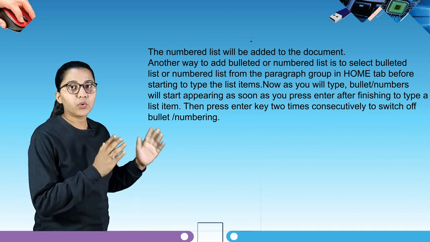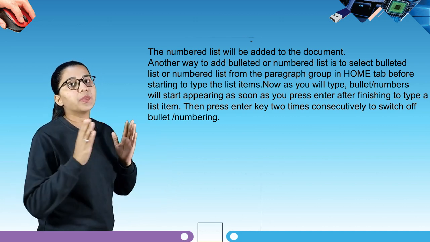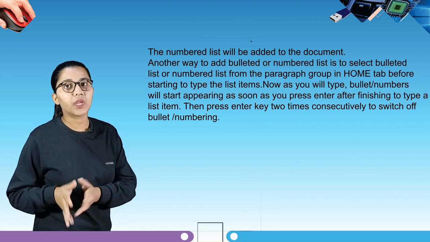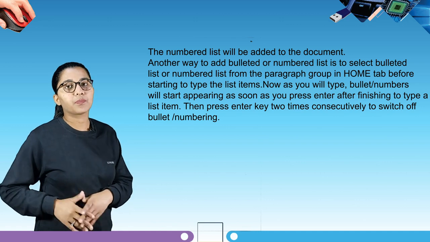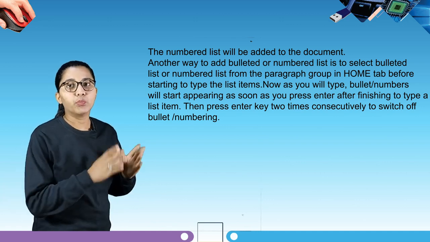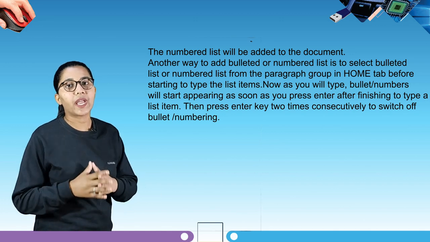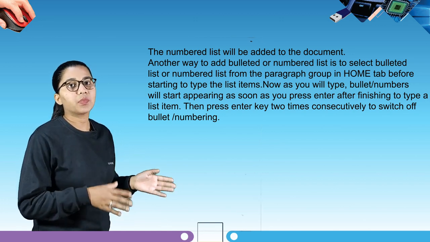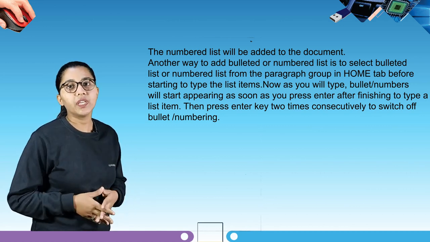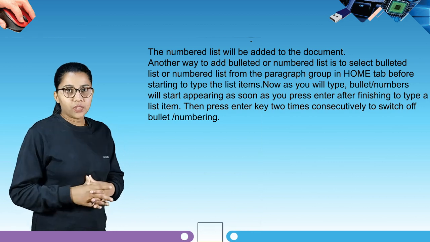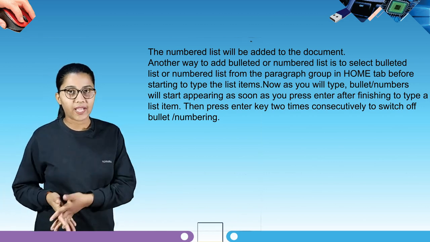Another way to add bulleted or numbered list is to select bulleted list or numbered list from the paragraph group in Home tab before starting to type the list items. Now, as you type, bullet numbers will start appearing as soon as you press enter after finishing to type a list item. Then press enter key 2 times consecutively to switch off bullet numbering. So, this is how we add numbers and bullets to our text.